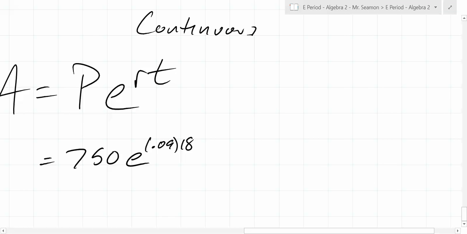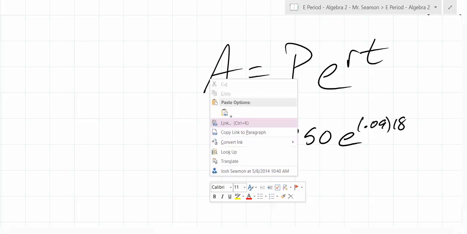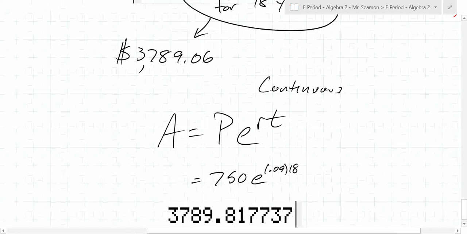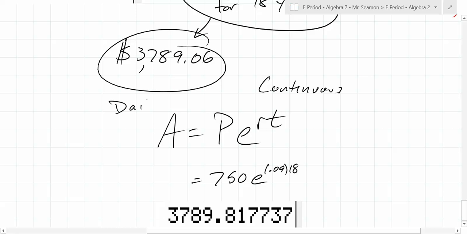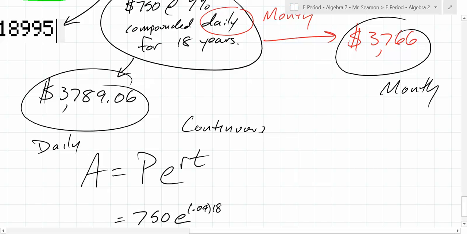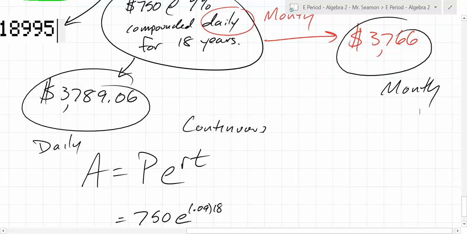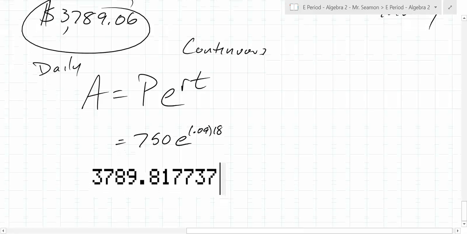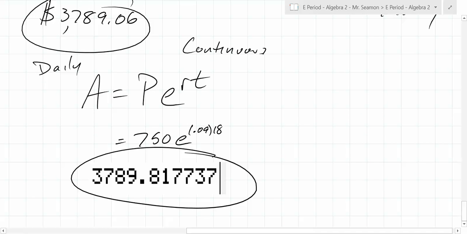So here's the deal. What have you just shown? This is continuous interest. You've just shown that this right here is daily, and this right here is monthly. What's the difference between monthly and daily? It's only like $23. And then what's the difference between daily and continuous? Continuous means every instant, like every millisecond this is being compounded. So we went monthly, daily, you could do hours and seconds. Compounded every second, you have a lot more.